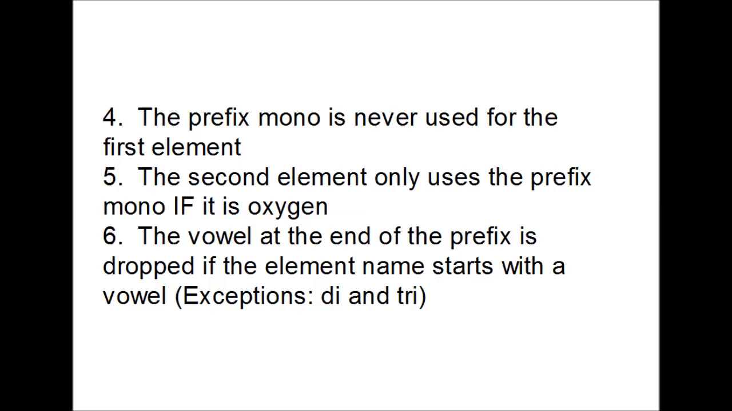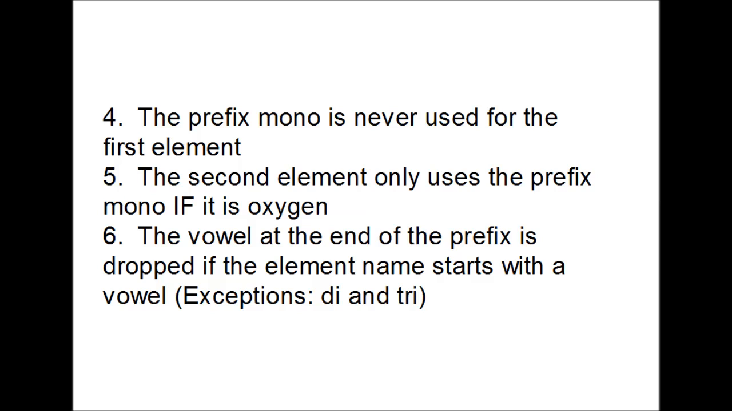Okay, it may seem kind of confusing in the beginning, but when we do a couple of examples, you should be able to pick up on it fairly quickly. So that prefix mono is never used for the first element. We don't talk about monocarbon monoxide. Okay, we just leave that mono prefix off of the first element.